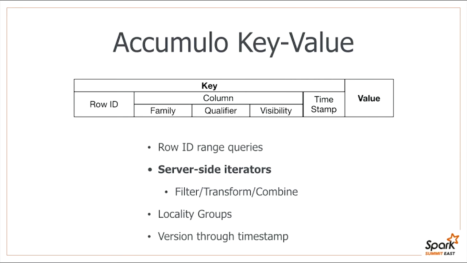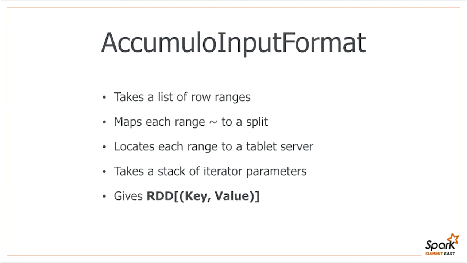So essentially, what we can do and what almost everybody does is have a rough shape of the query by providing the row IDs that we need, and then using the server-side iterators to trim it down to exactly the shape that we need. We also have locality groups, and you can use the timestamp to version. That's pretty cool. We don't need that, but I think that's cool.